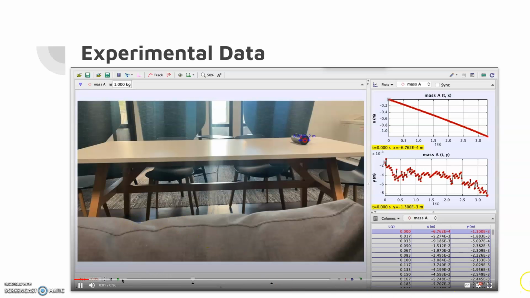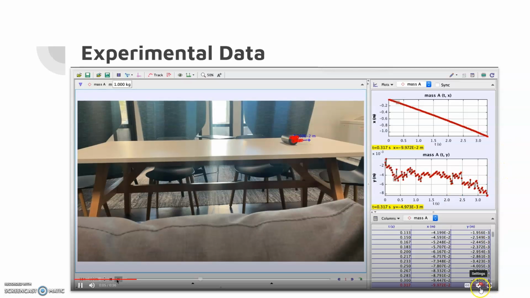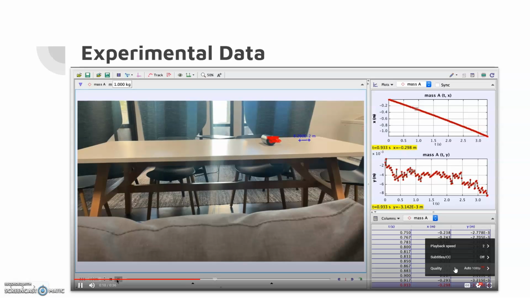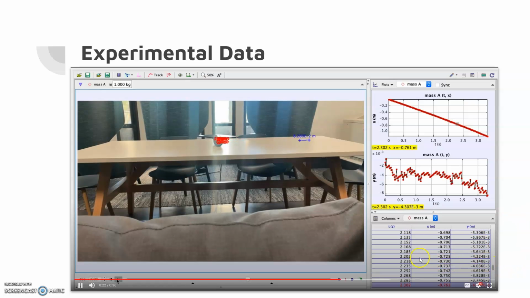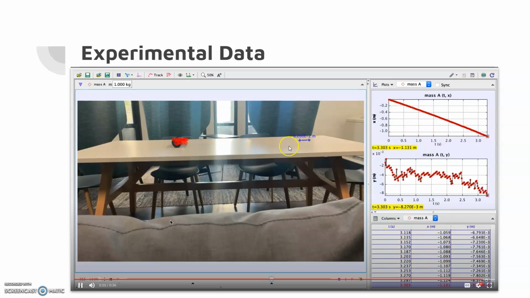So this right here is my experimental data, and as you can see, I'm rolling a cylindrical water bottle, with a uniform shape, across a flat surface, so it should have constant velocity. And in the bottom right are all the data points I collected from this, so the time and the position and a position-time graph.